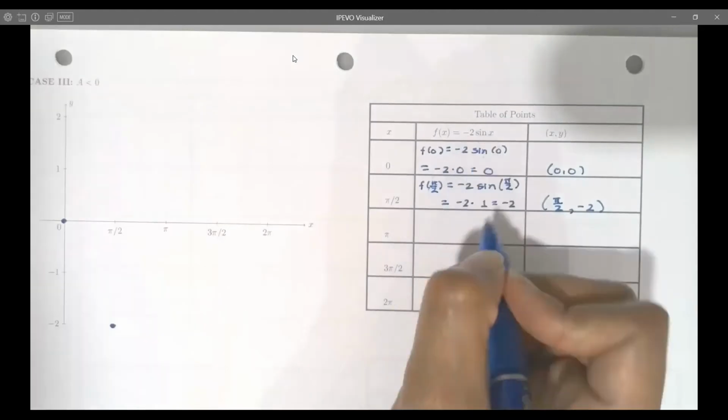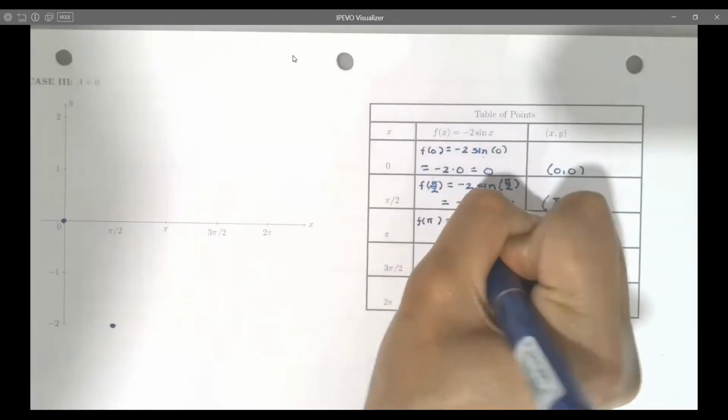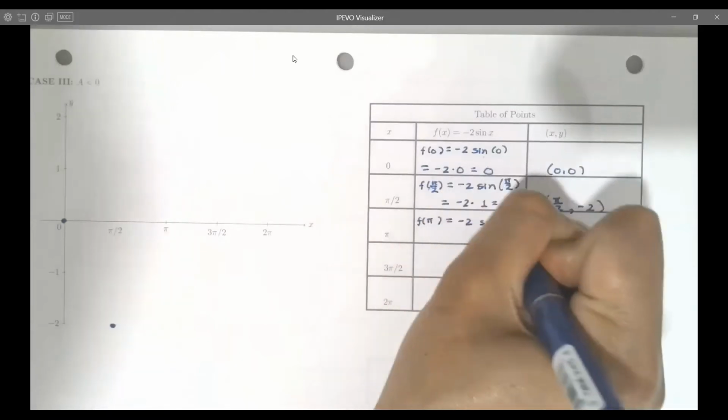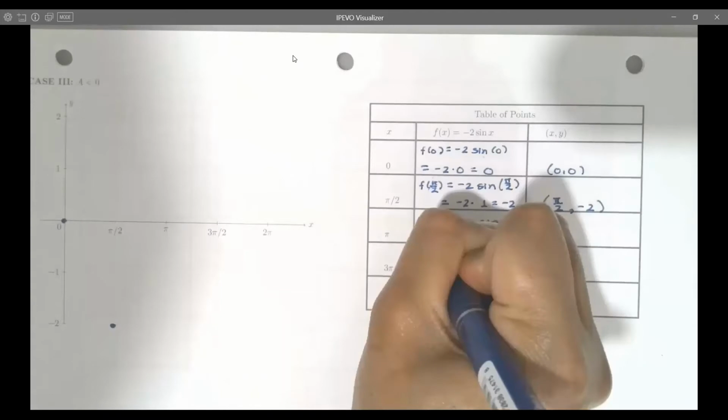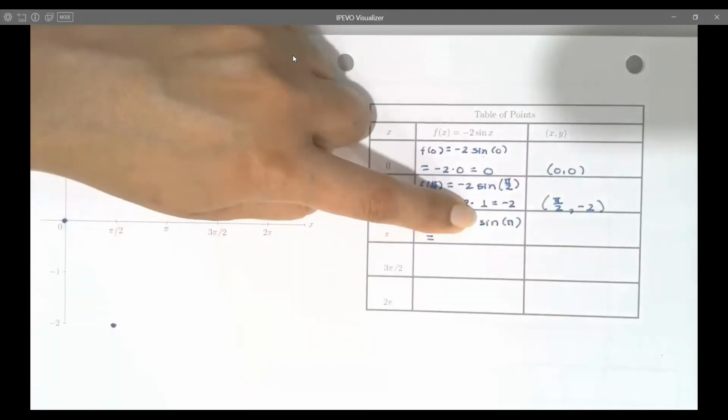Okay, what about for pi? What is sine of pi? Just that part. What's sine of pi? Will that be negative?